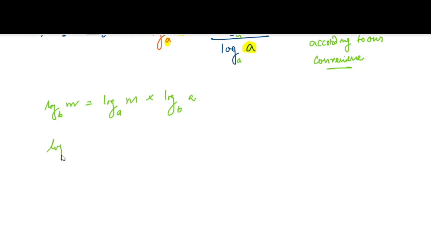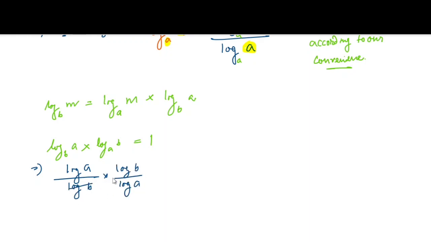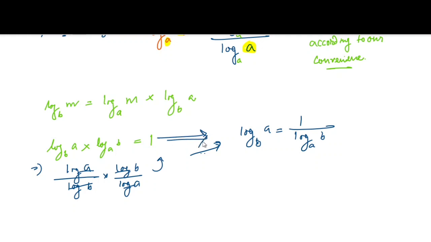Another one: suppose we have log b base a into log a base b, this can be written as 1, because if I change the base here, like this, log a by log b into log b by log a, this and this will cancel out, and it will be 1 only. Like this it happens. And with that note, we can write that log b base a equals 1 by log a base b, right? From this we can say, this implies this formula.